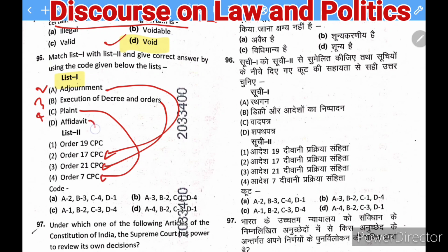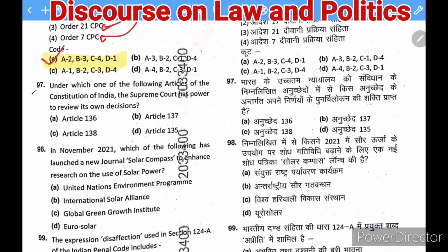Affidavit belongs to Order 19 of the CPC, so just write 1. So the correct code is 2, 3, 4, 1. Okay, so this is how you can find it here. And the correct answer which you can see here also is A. This is the correct answer. Moving to the next question.